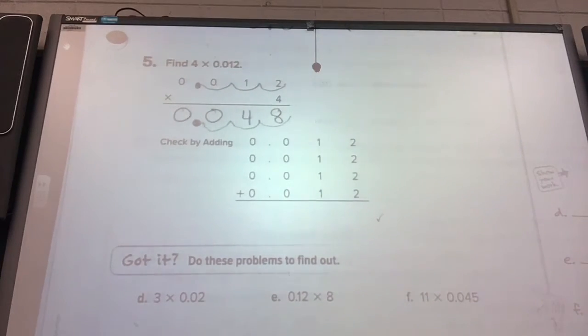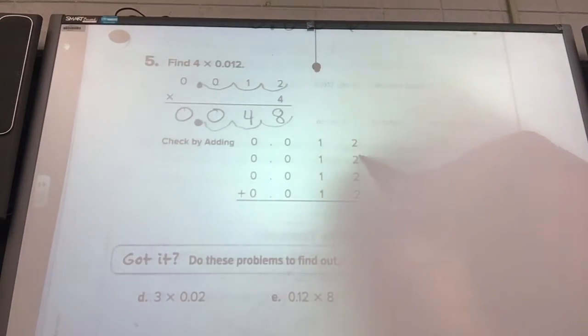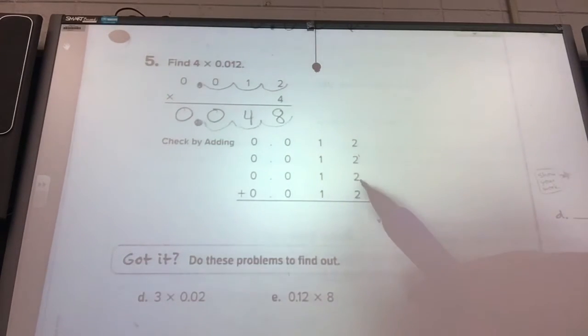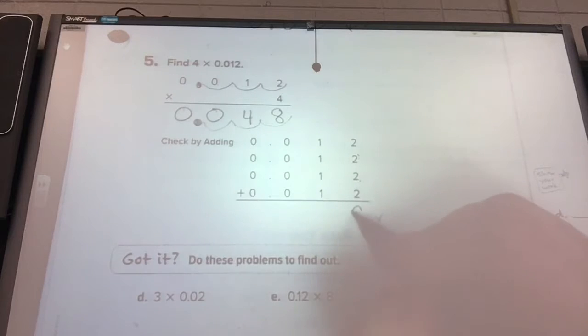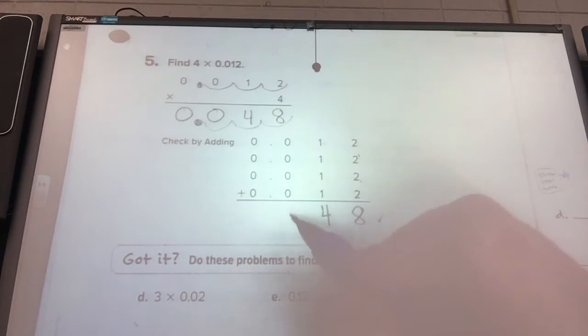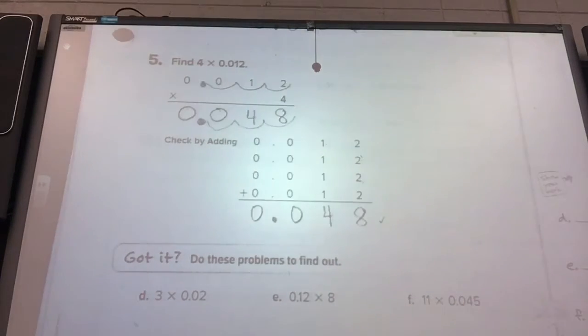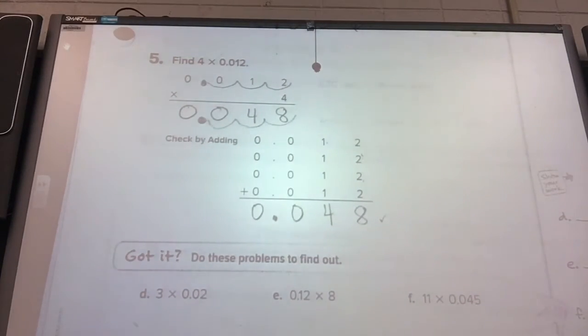To check our work, let's add them all up with repeated addition. 2 plus 2 is 4, 6, 8. 1, 2, 3, 4. Zeros, decimal point, zeros. Do we have the same answer? You betcha it works out. Now, I don't expect you to check by adding every time, but if you're really unsure if you got that number right, it's a really good way to check your answer and make sure you're right.